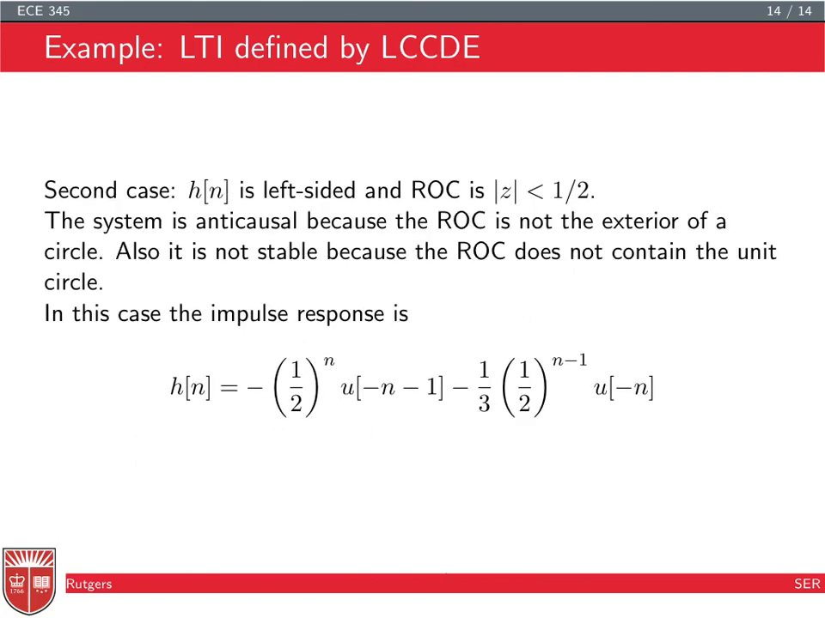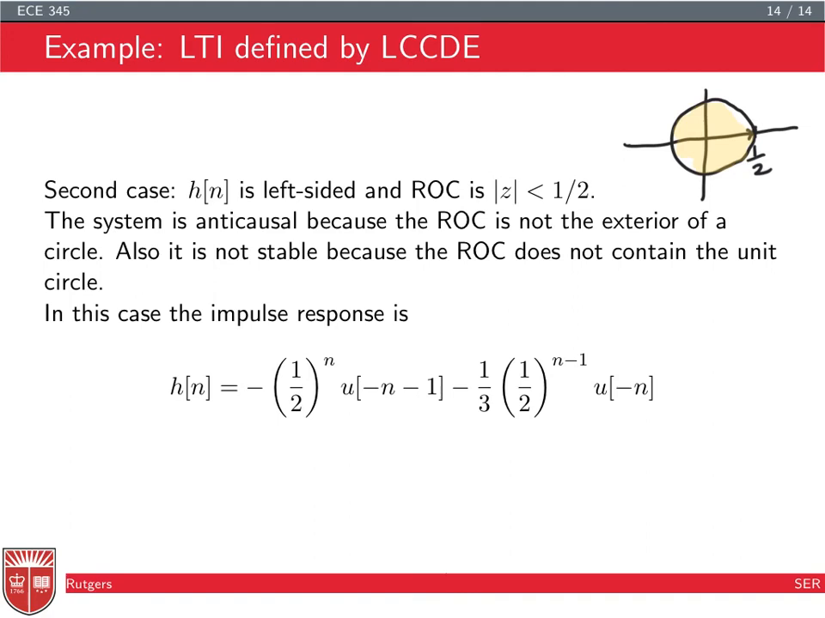Now the second case is when h of n is left-sided, and this implies that the ROC is the interior of the circle with magnitude of z equal to 1/2. I'm going to draw the ROC here, so it's the interior of this region. If you want to check for stability, it's clear that the unit circle is not in the ROC, so the system is not stable. Also, the system is not causal because the ROC is the interior of a circle. So the system is anti-causal and also not stable.